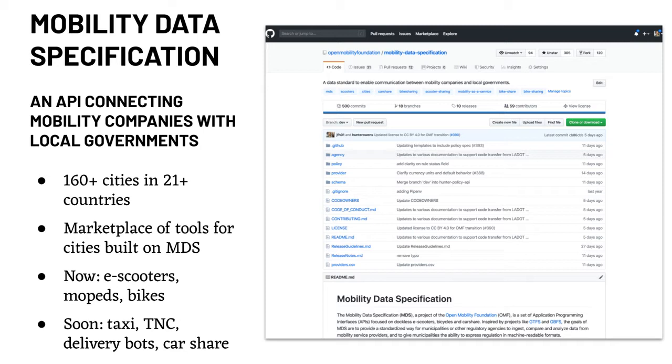So our first data spec that we created, which came out of Los Angeles Department of Transportation, is called the Mobility Data Specification. And it's an API to connect mobility companies with local governments. It's used in over 160 cities around the world, over 21 countries.